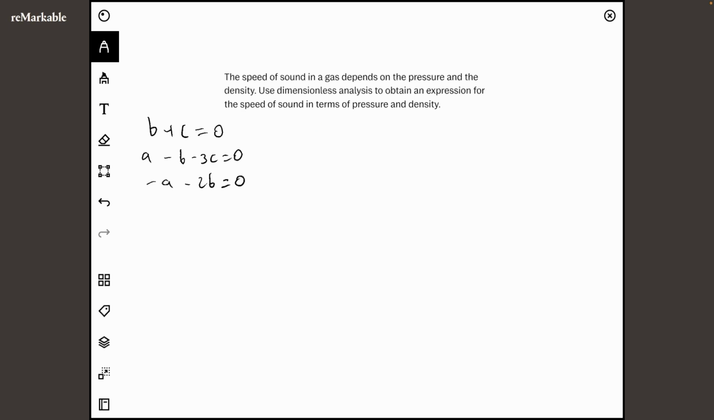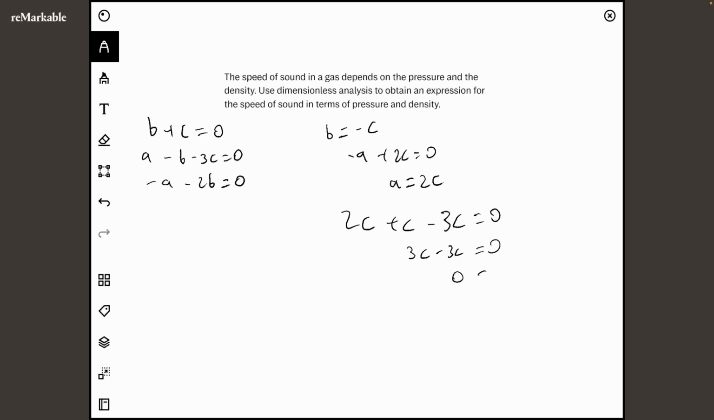Now, here we have b plus c, so b is equal to -c. We sub this into the third equation, we get -a plus 2c is equal to 0, so a is equal to 2c. Then we sub these two into the second equation, we get 2c plus c minus 3c, which is equal to 0. So 3c minus 3c is equal to 0, so 0 is equal to 0. So effectively, we haven't solved for c, so therefore we can't solve for a and we can't solve for b.